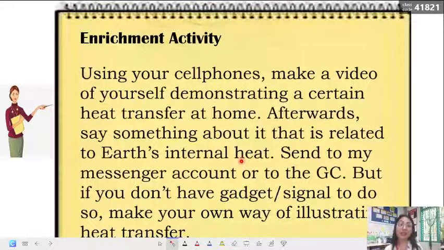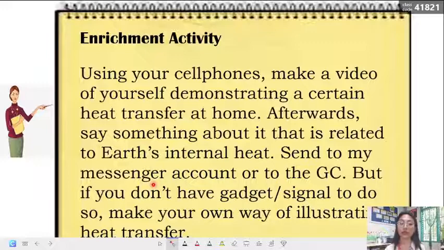Okay, using your cell phones, make a video of yourself demonstrating a certain heat transfer at home. Afterwards, say something about it that is related to Earth's internal heat. That means you're going to integrate your demonstration with something about the Earth's internal heat, my dear students. And then you may edit it or send it directly to me. Send it to me in my messenger account or to the GC.